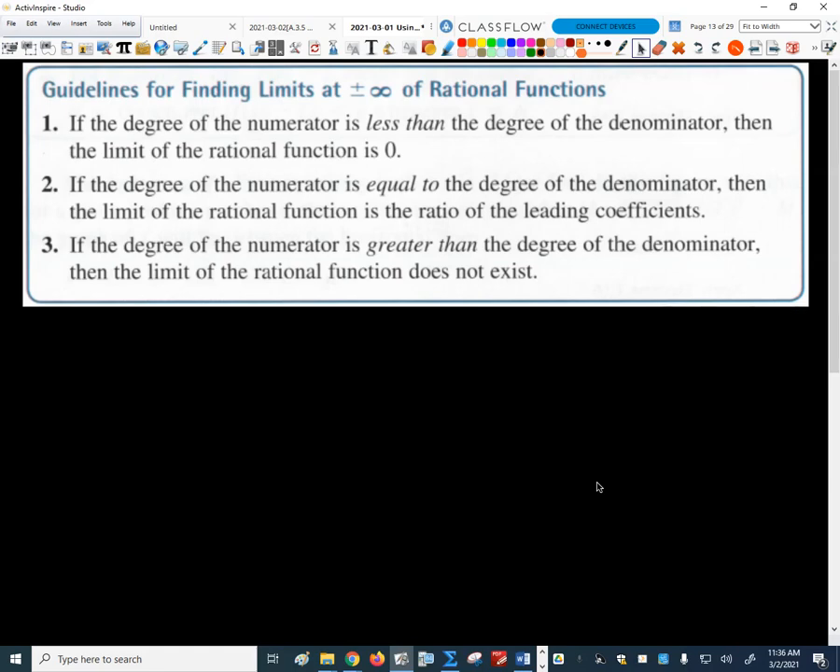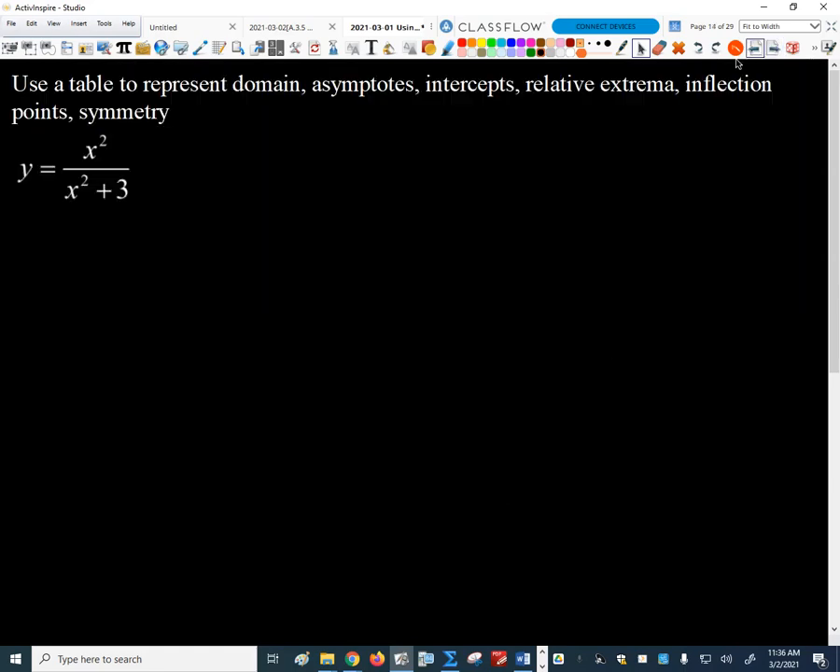If the degrees of the numerator and the denominator are equal, then the limit at infinity, positive or negative infinity, is equal to the ratio of the leading coefficients. Is this ringing a bell? And if the degree of the numerator is greater than the degree of the denominator, then the limit doesn't exist, right? The thing's not going to have a fixed limit, okay? We'll look at each of those cases as we get to them, but that's just a quick reminder.